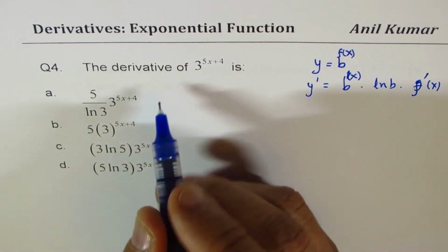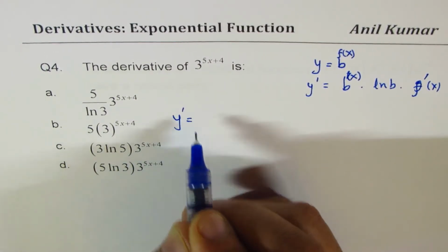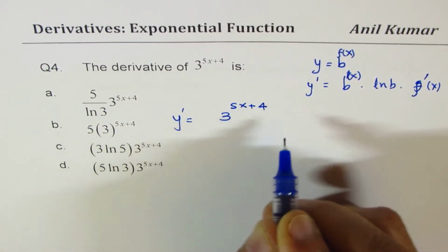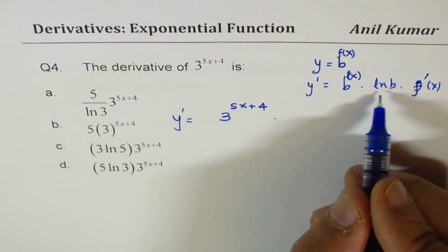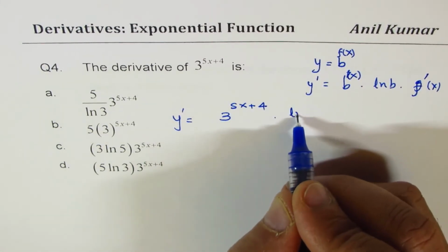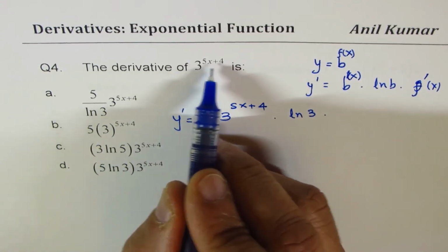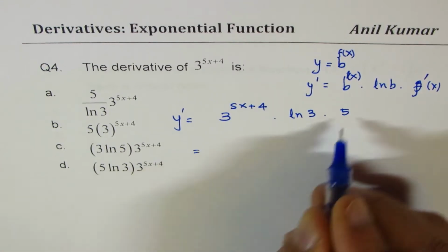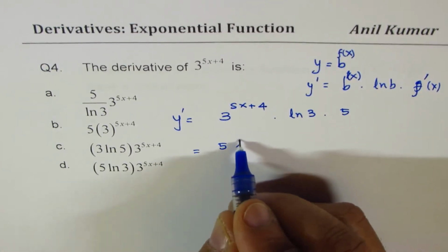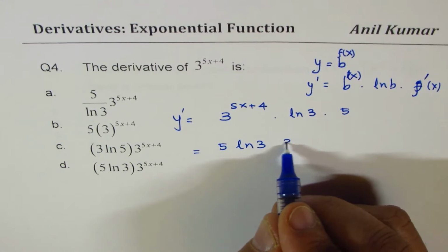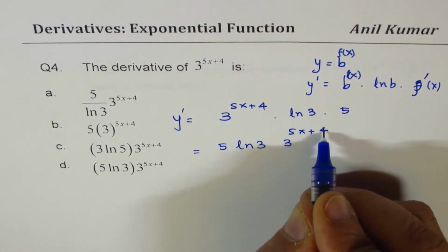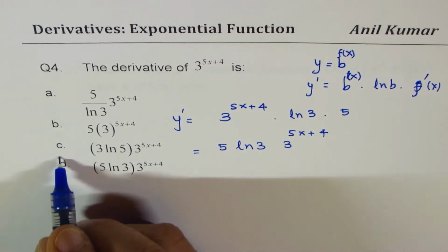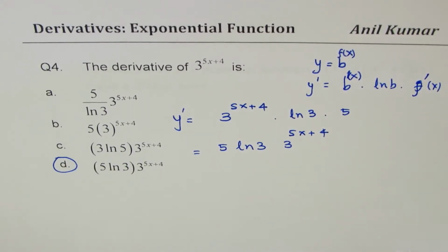I hope you understand. So basically the derivative here will be what? The function itself, which is 3 to the power of 5x plus 4, times ln b, b is the base, correct? So ln 3 times the derivative of the function, which is 5, right? You can reorganize it. So 5 constant, and then we have ln 3, and then we have 3 to the power of 5x plus 4, correct? So beginning with 5 ln 3, 3 to the power of 5x plus 4, option D is the right option.